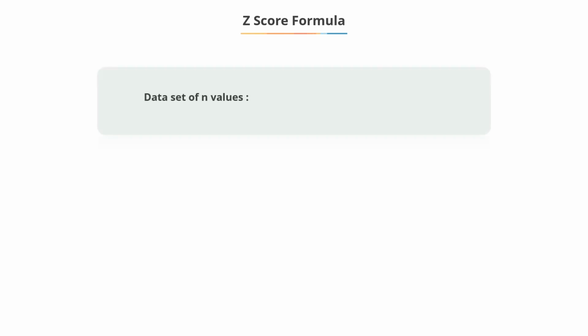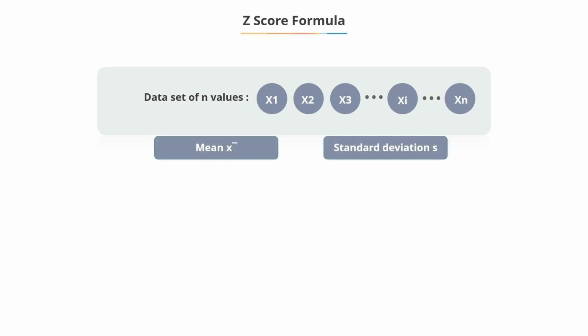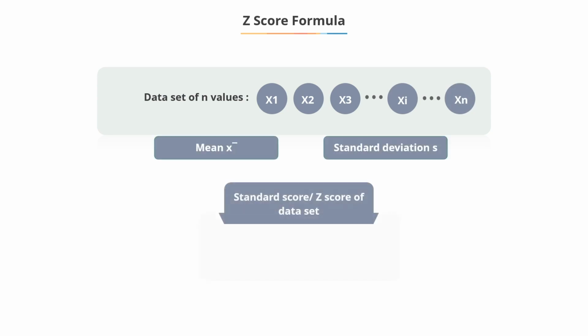Suppose a data set consists of n values x1, x2, x3, xj, up to xn with mean x bar and standard deviation s. Then the standard score of the jth value in the dataset is obtained by Zj is equal to xj minus x bar by s.